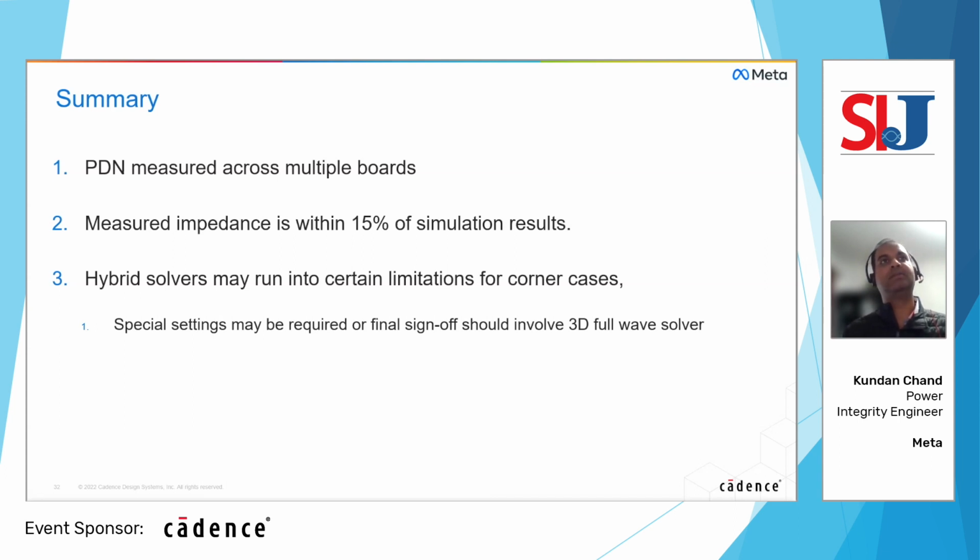Also, one of the findings we had is that sometimes a hybrid solver, for example PowerSI, can run into certain limitations for corner cases. So far, what we have seen, especially the corner case we created here, was we intentionally shorted a bare board capacitor pad, which we don't expect to encounter much in real scenarios, but that can break some of the assumptions in the existing hybrid solver. And it was improved after we had special settings. But that's something to watch out for.